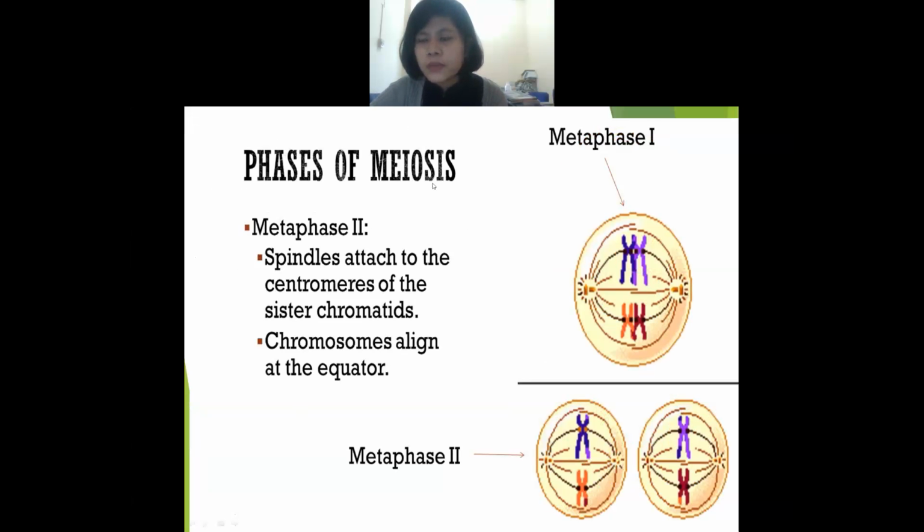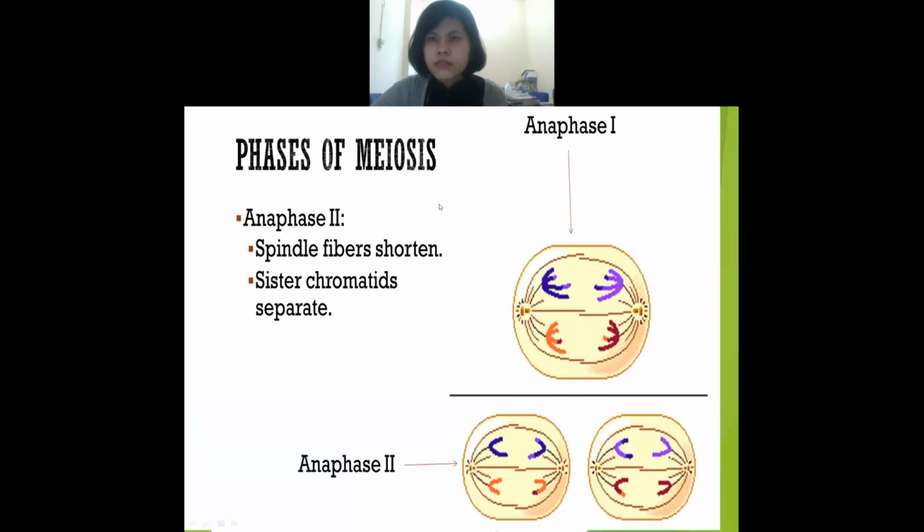Next is metaphase 1. In metaphase 1, the same thing occurs as in metaphase 2. The spindle fibers attach to the centromere. So this is the centromere, right? The middle one. These are the chromatids. The centromere attaches to the spindle fiber, and the chromosomes are aligned at the equator. This is the equator, and they align here.